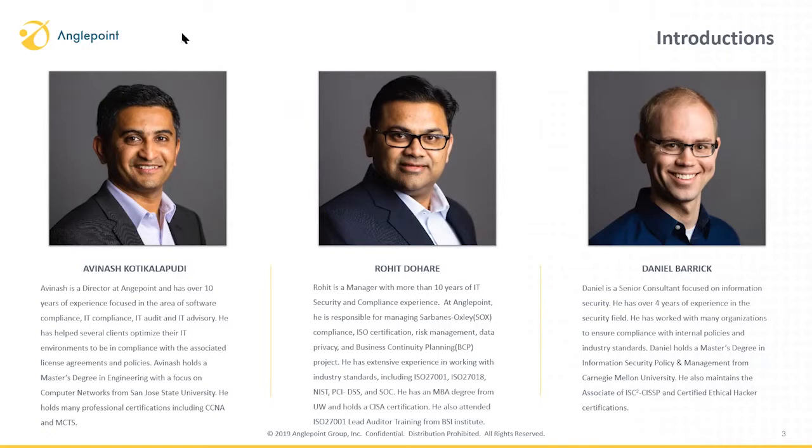I am joined here by my colleagues, Rohit and Danielle. Rohit has been working in the IT industry as well, in the security and compliance space for about 10 plus years. He leads our security operations day to day, working with our clients on their requests around security, compliance, frameworks, and other aspects of security.